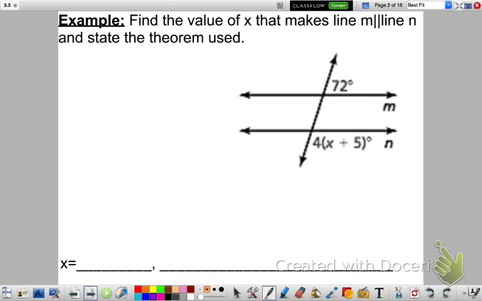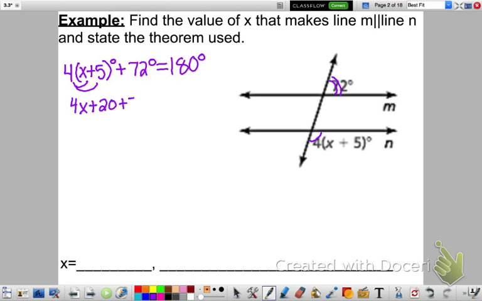These are consecutive exterior angles. Consecutive exterior angles are supplementary. So 4 times the value of x plus 5 added to the 72 degrees should give us 180 degrees. Distribute the 4. We get 4x plus 20 plus 72 is 180. Now we'll combine like terms to get 92. And now I can solve for x.